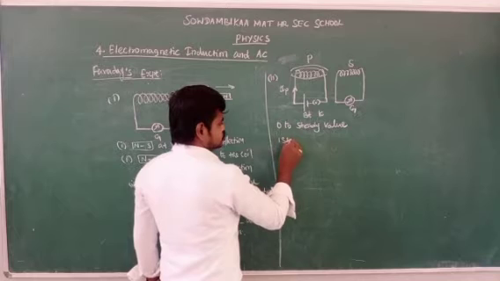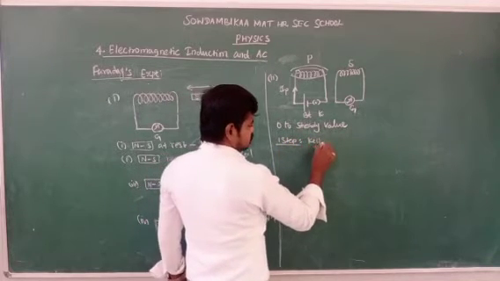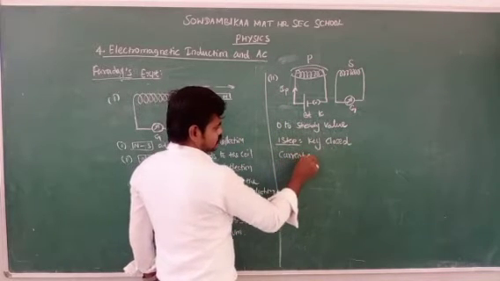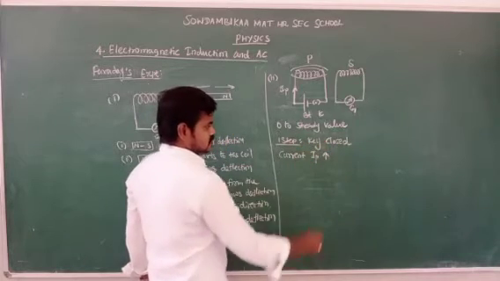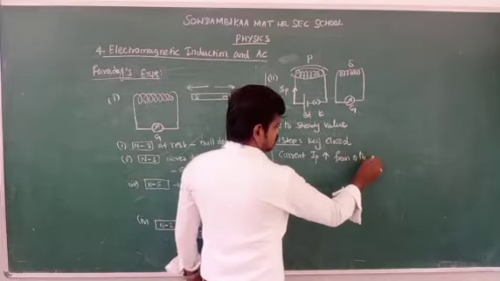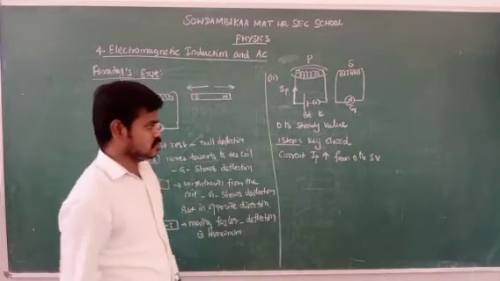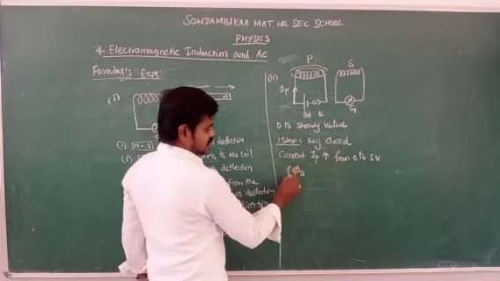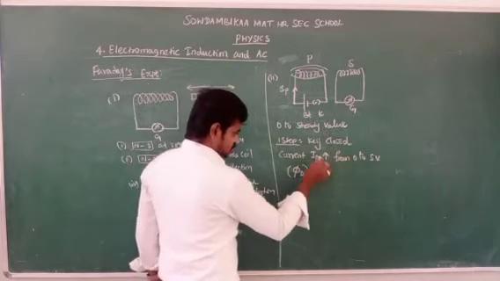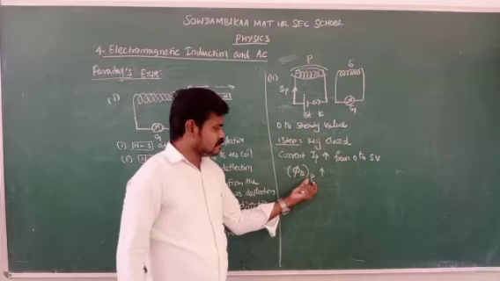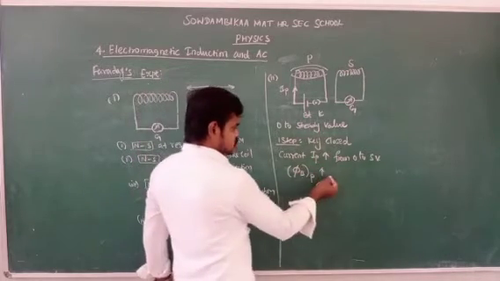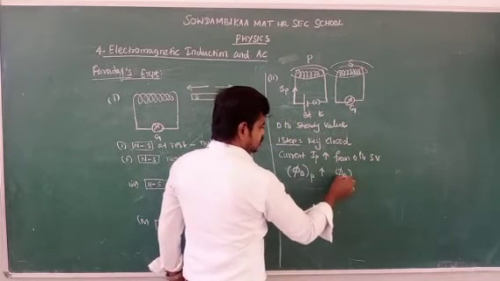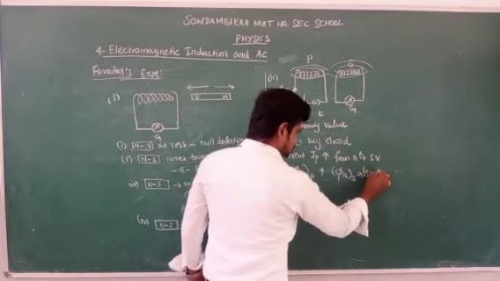Magnetic flux, first step, when the key K is closed, the current in the primary increases from 0 to certain steady value. Therefore, the magnetic flux linked with the primary coil increases. This tends to increase the magnetic flux linked with the secondary coil. So the magnetic flux linked with the secondary coil also increases.